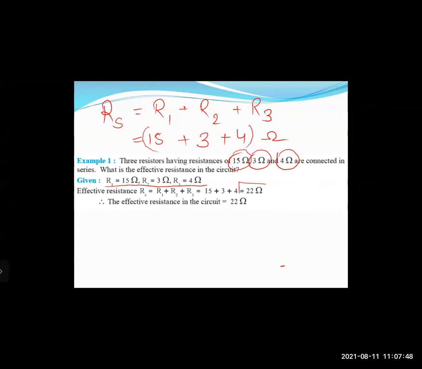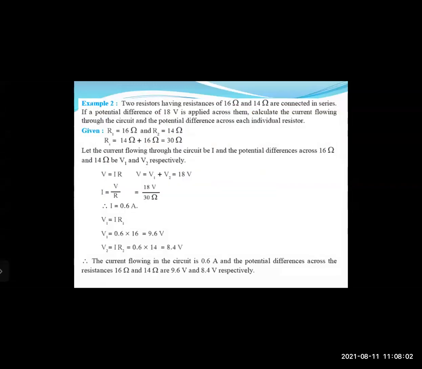That will be 22 ohms, right? So the effective resistance in the circuit for the series combination will be 22 ohms. Simple, easiest numerical. This will be for about 1 month. Okay. Then next one, what does it say? Again, this is a 2-part numerical. I think we will go through it.